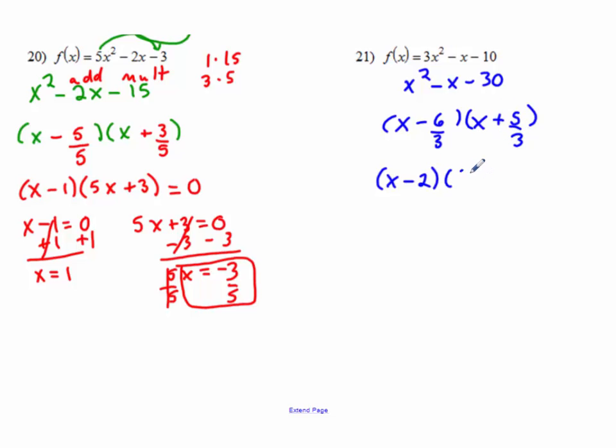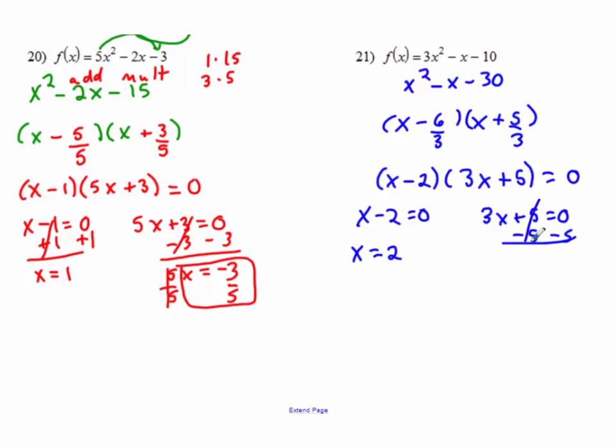This one, we move the 3 in front. This one almost looks like our previous problem, but the numbers are backwards here from what we did. We had 5x plus 3, but this is 3x plus 5. And set it equal to 0 and solve. So x minus 2 equals 0. I add 2 to both sides and get x equals positive 2. 3x plus 5 equals 0. I subtract 5. And then I divide by 3. And I get x equals negative 5/3. And x equals 2 was my other answer.